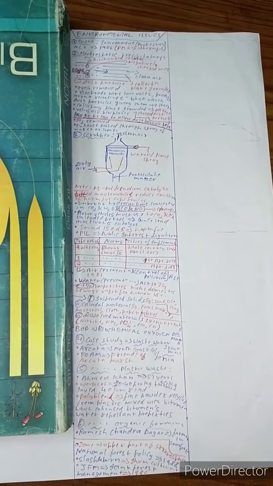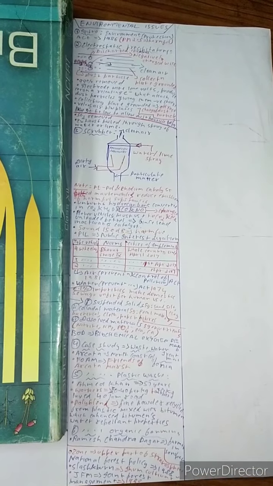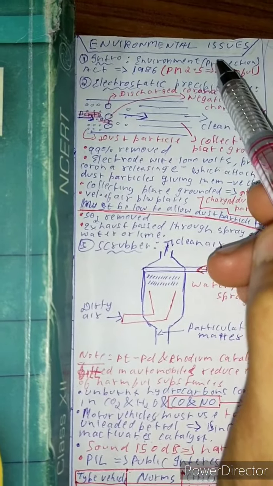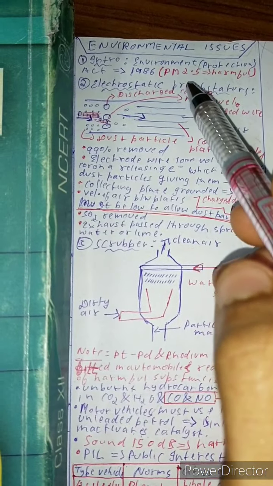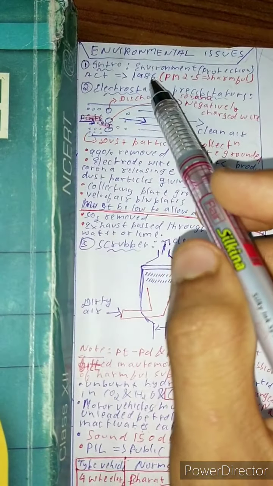Okay guys, we are at the peak. This is the last chapter of ecology, environmental issues. Let us start. Okay, first of all, the introduction. The Environmental Protection Act was passed in 1986 for particles less than 2.5, which are considered to be harmful.